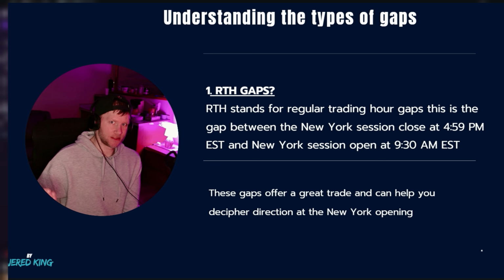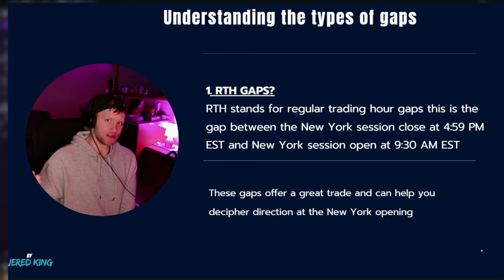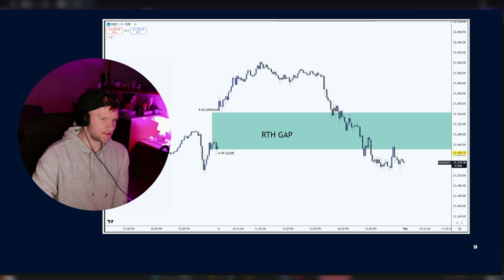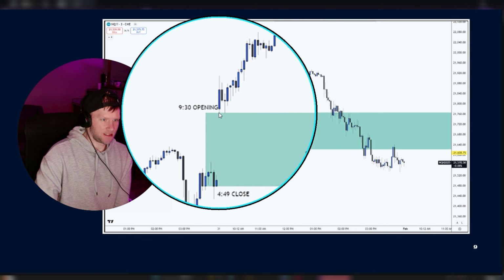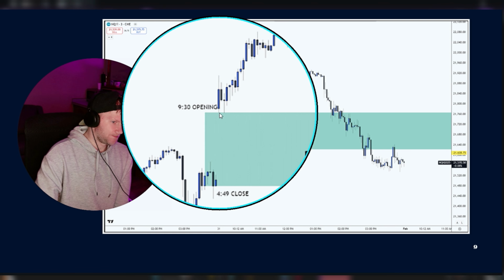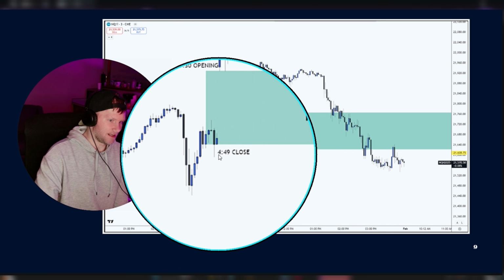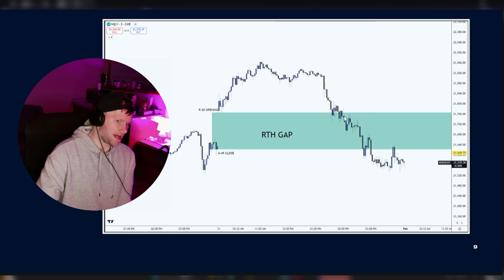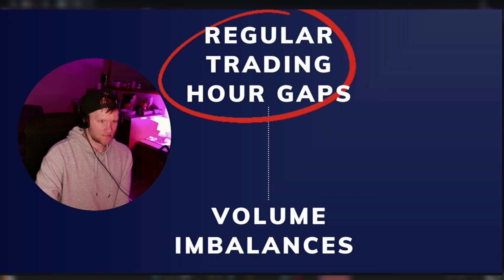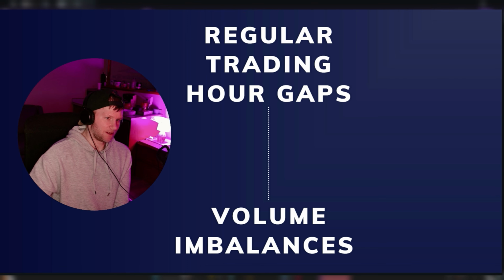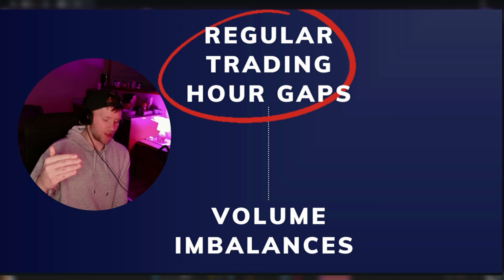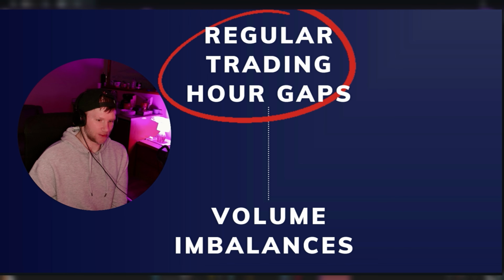We have RTH gaps, which stands for regular trading hours. This is the gap between New York session close and then New York session open the next morning. And then here's an example of an RTH gap. You can see here that at 9:30 a.m. it opened up and then that was the close. So it closed here, then opened up there the next morning, creates a gap which price tends to gravitate to. Now, regular trading hour gaps, if you have a daily chart and you're looking at a daily chart and there's a volume imbalance, that is also a regular trading hour gap.